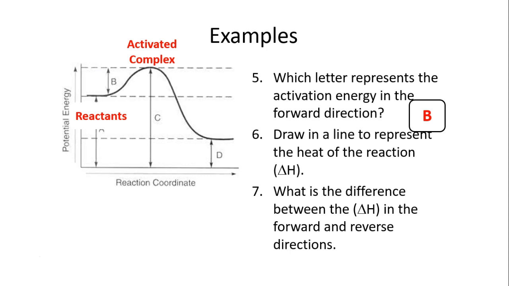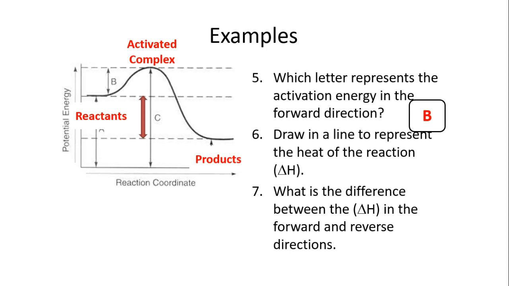Okay. Number 6, draw a line to represent the heat of the reaction. Heat of the reaction is just delta H. It can tell us whether it's endothermic or exothermic. So let's see, where are the products in this forward reaction? So there are products. This number 6 should say forward reaction. If it doesn't on yours, please change that. All right, so reactants to products.